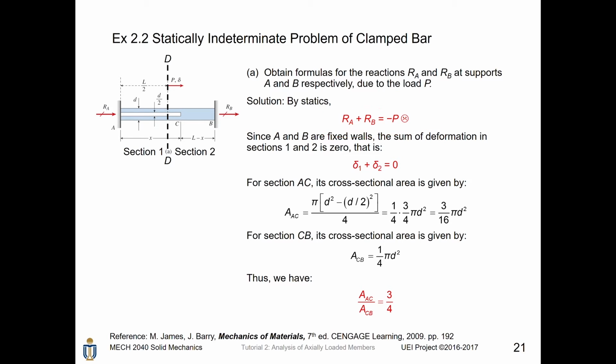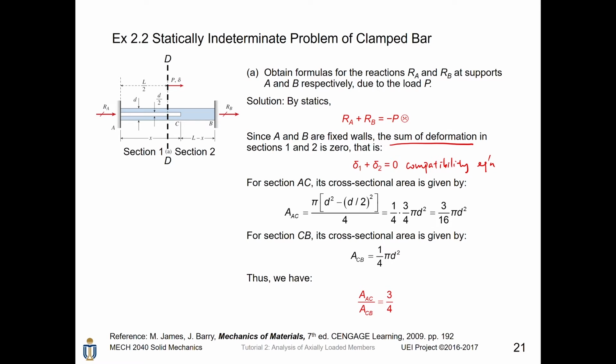Since A and B are fixed walls, the sum of deformation in sections 1 and 2 is 0. I have already divided this whole bar into two sections in the middle. The sum of deformation is 0 because for this fixed end, when you have a P acting on section AD, that means section AD must be elongated, and consequently, in order to maintain compatibility, section 2 must be shortened. Therefore, we can write this formula. This is the so-called compatibility equation.